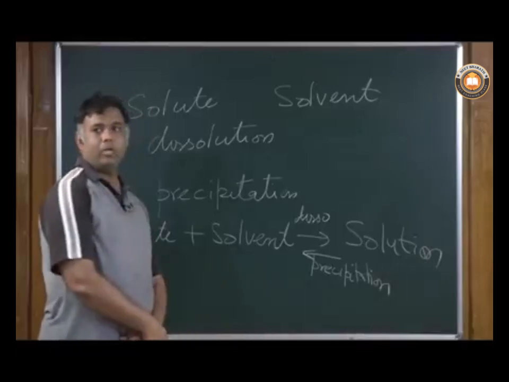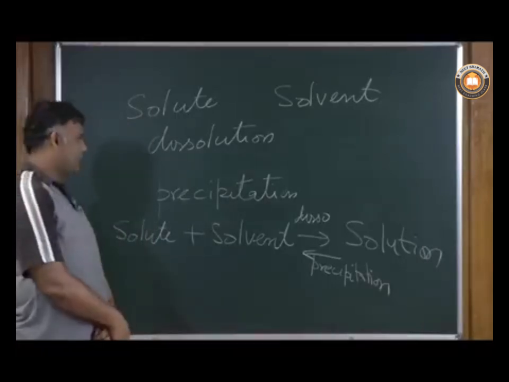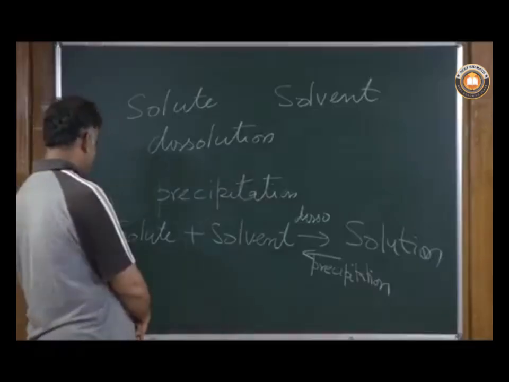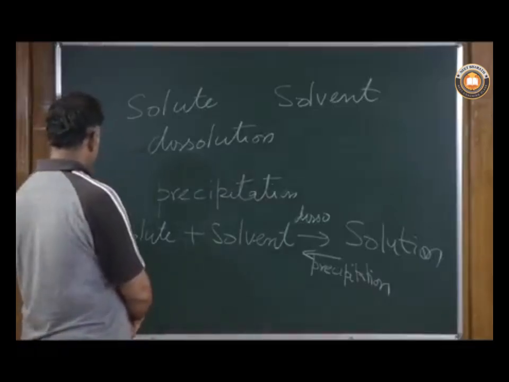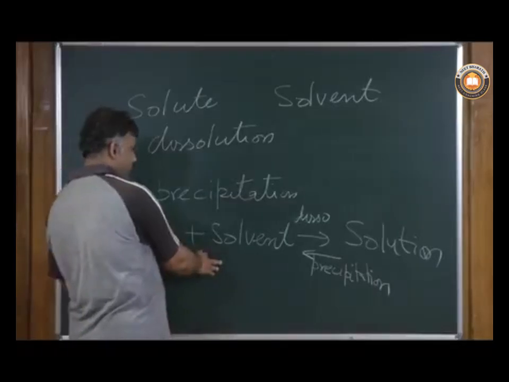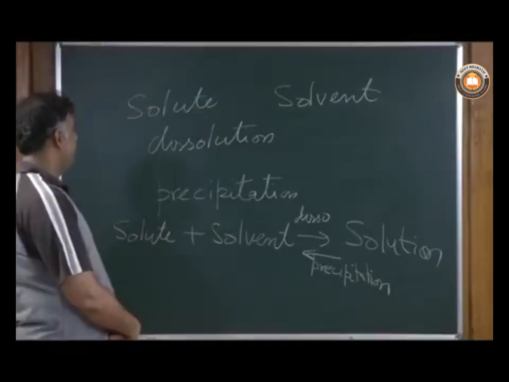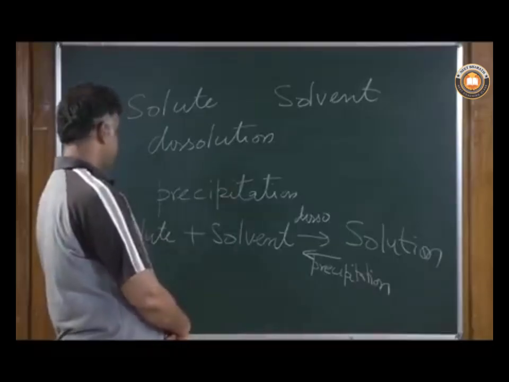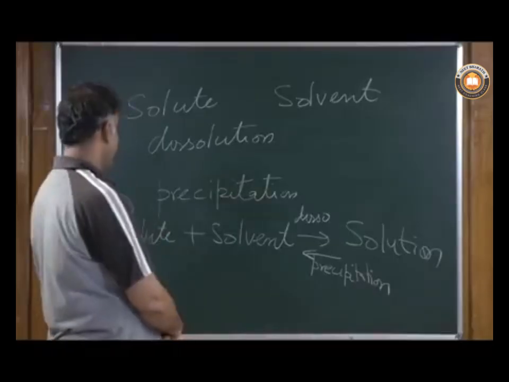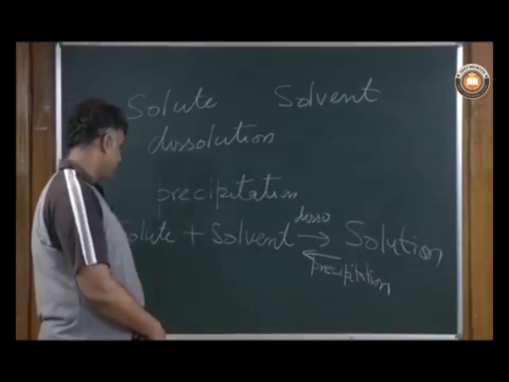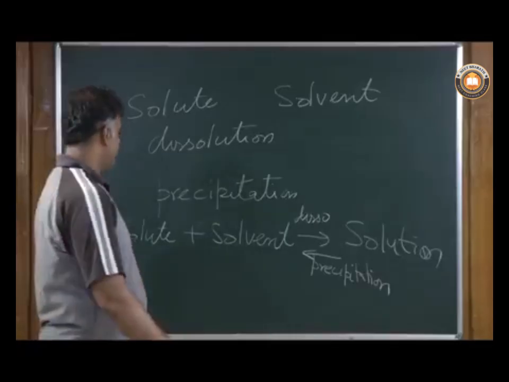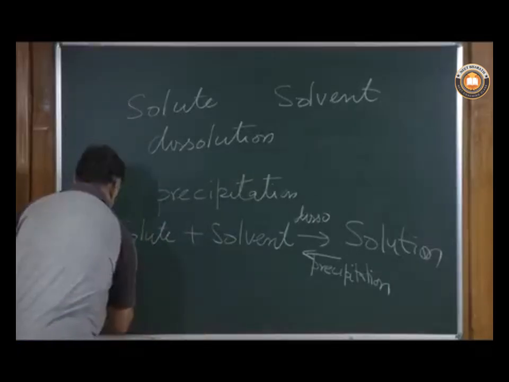And as we keep on adding solute, we reach a stage when solute going into the solvent is no longer feasible, and we have no more dissolution. At that time we reach the maximum concentration of solute possible, and that is called a saturated solution.